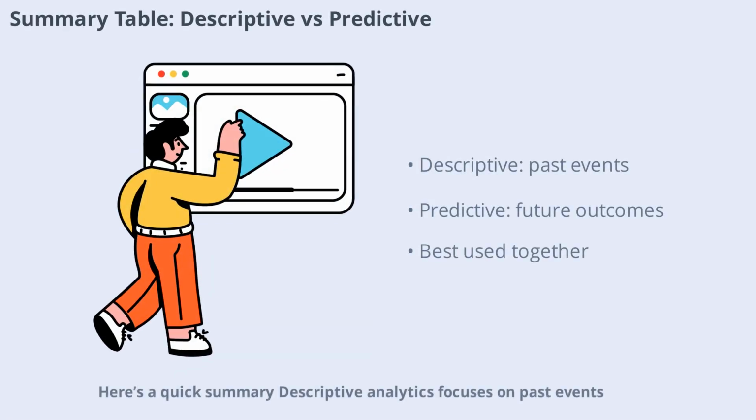Here's a quick summary. Descriptive analytics focuses on past events, uses tools like dashboards and reports, and answers what happened. Predictive analytics forecasts future outcomes, uses advanced modeling, and answers what could happen next. Both are valuable for different reasons and often work best together.